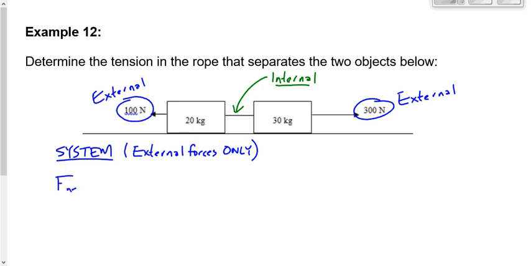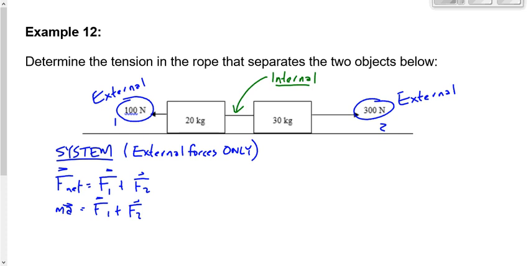We're going to say F net is equal to the sum of the forces. We're going to call this force 1, force 2. So it's F1 plus F2. What's the tension in that rope that separates them? I don't know. I don't care right now. That's later on. Don't care. It's an internal force. You say M times A is equal to F1 plus F2.